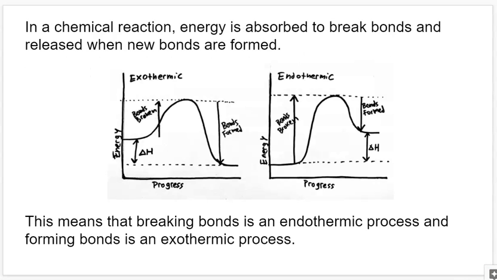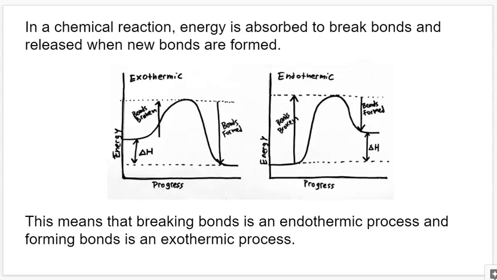So, in a chemical reaction, energy is absorbed to break bonds and released when new bonds are formed. A good way to think about this is to think about the electric potential in magnets. When you hold two magnets apart from each other, they have an attraction to each other and they're going to snap together. And that releases that potential energy. So that's like new bonds being formed.